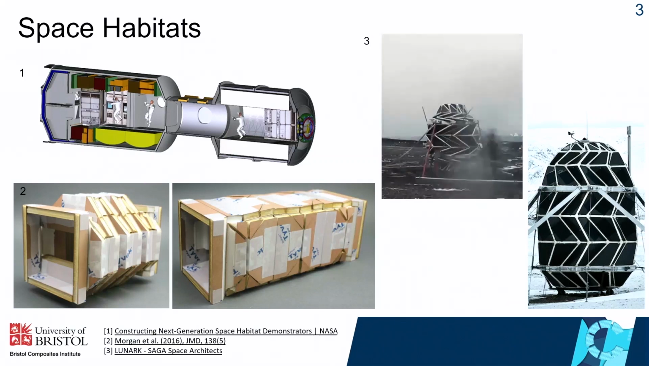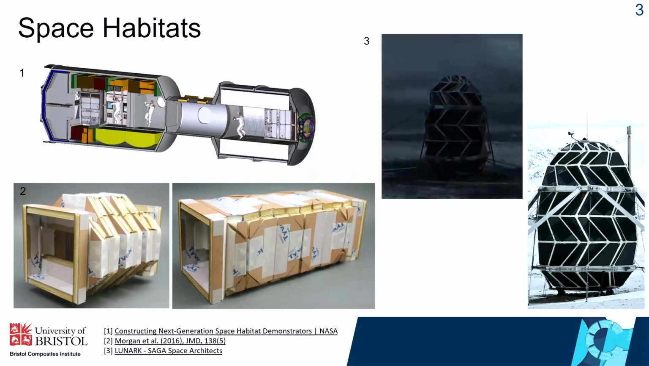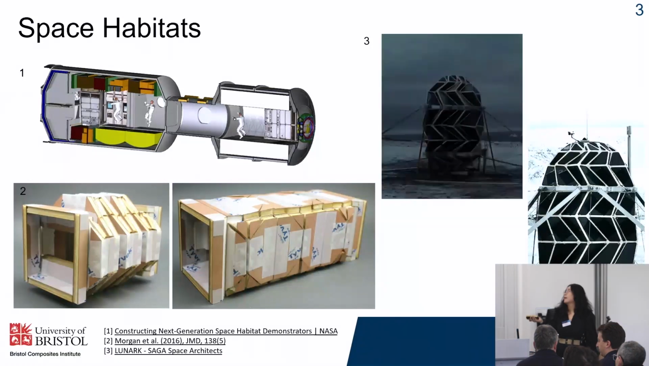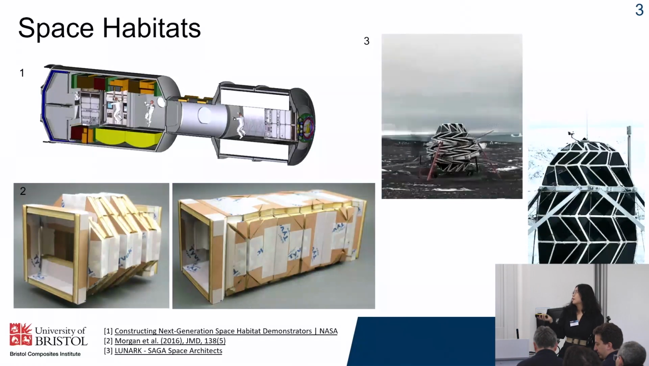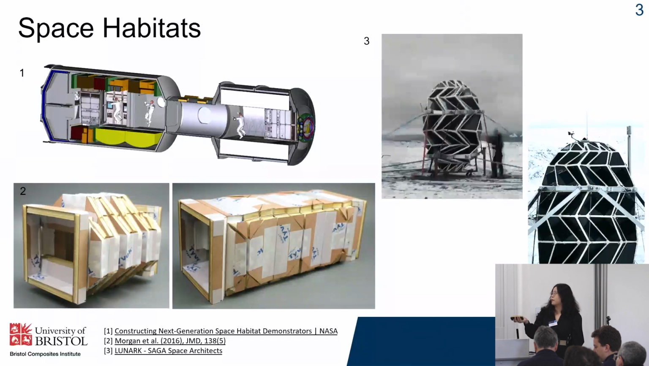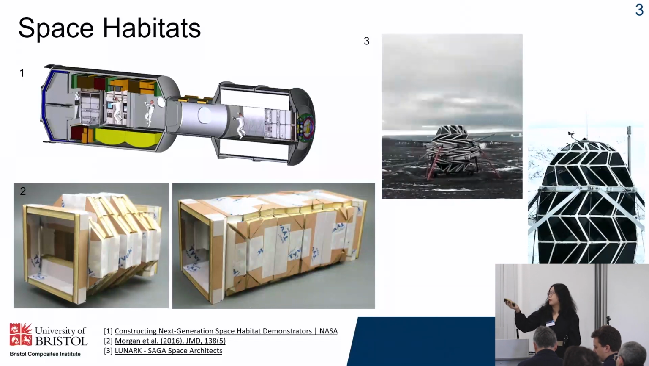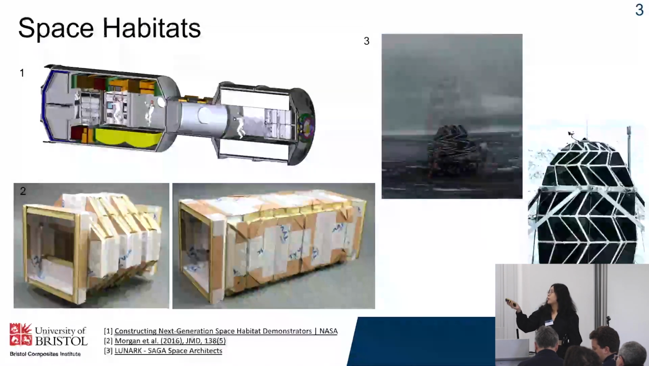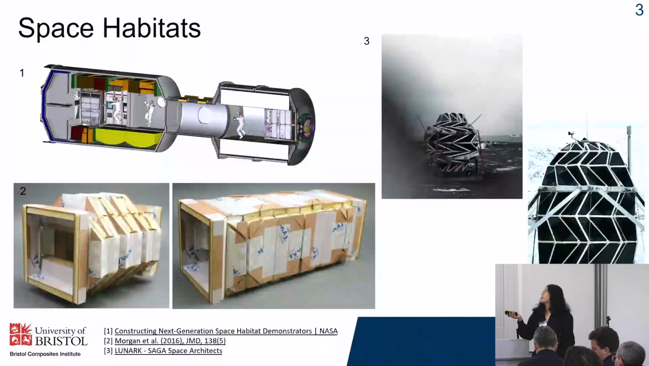And this is a conventional space habitat. It cannot be folded or deployed. And these 2 are origami-based space habitats. They can be stored in a compact configuration for launch, and they can also be deployed once in orbit.